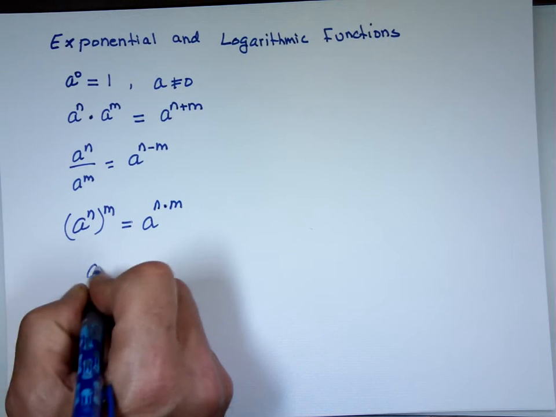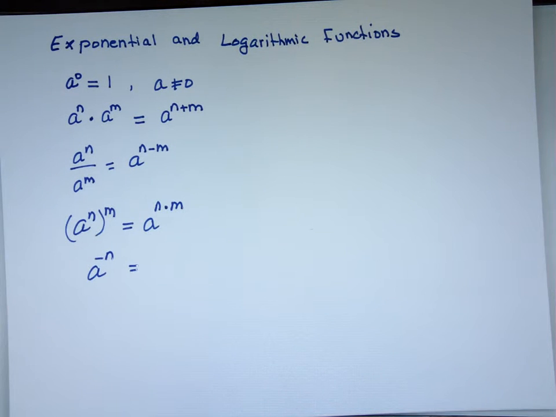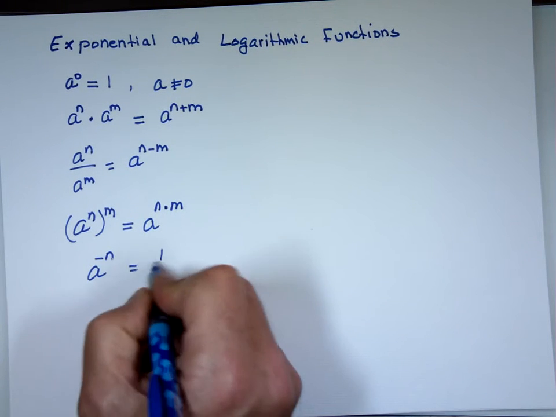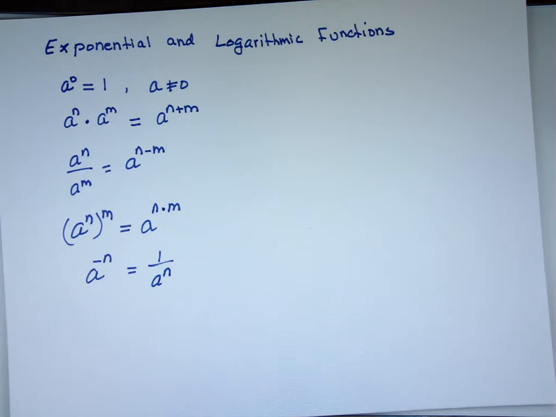And if you have negative powers, it becomes what? A fraction, 1 over a to the power of n. These are the properties of exponents. So a few examples here.